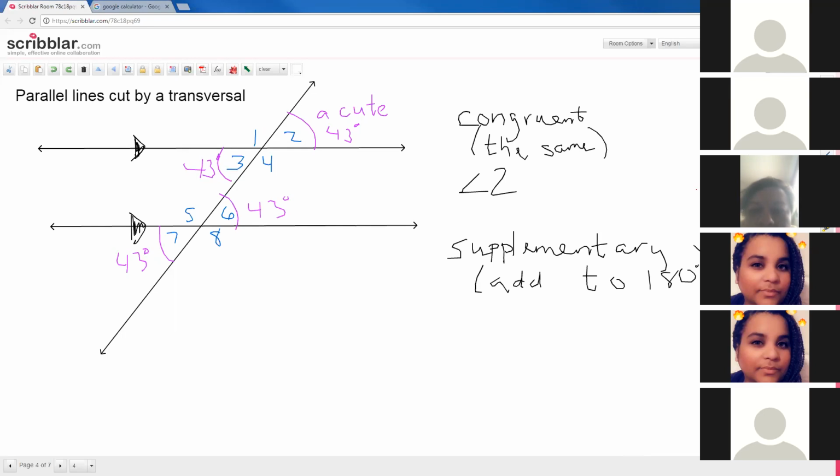So those are all congruent. All the obtuse angles are also all congruent. Obtuse is bigger than 90. So this would be 137 degrees. What other angles are also 137 degrees? 8. 8 would also be 137. 5. Okay. 5 is also 137. Good. There's one more. Picture's getting kind of confusing. 1 is 137 and 4 is 137. Good.